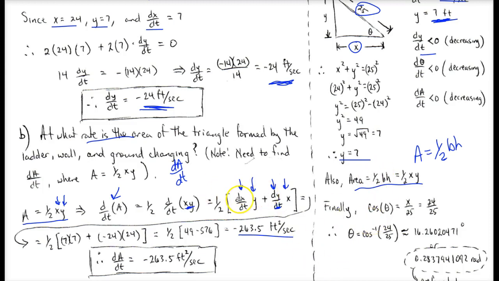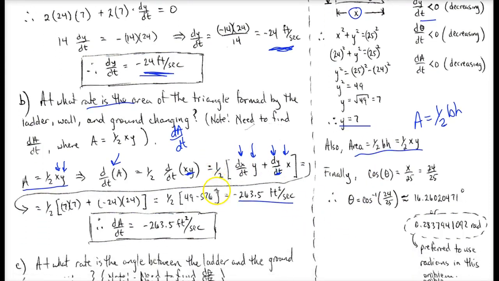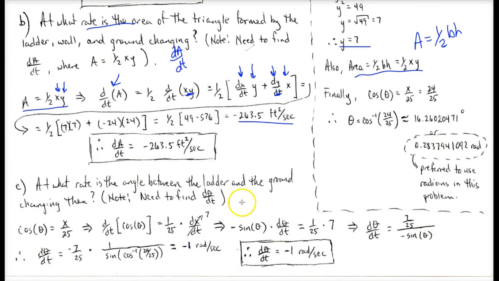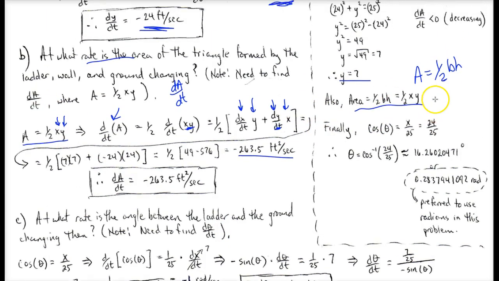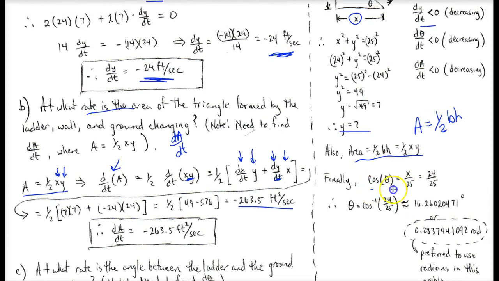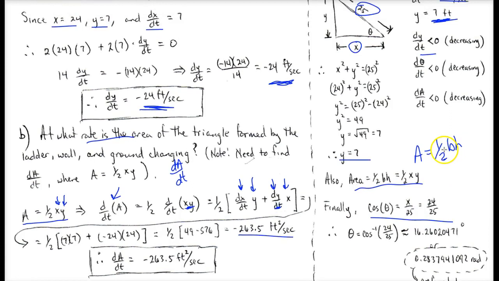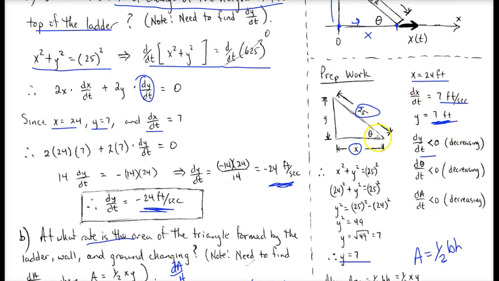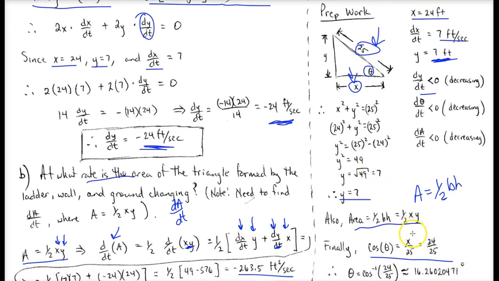And so for the last part, what we now want to do is figure out how fast that angle is changing. Going back to our model here, you'll see how I have cosine of theta is equal to x over 25, which is the same as 24 over 25. We know that because of what was given to us in our problem. Here we're just saying cosine of this angle is adjacent over hypotenuse.